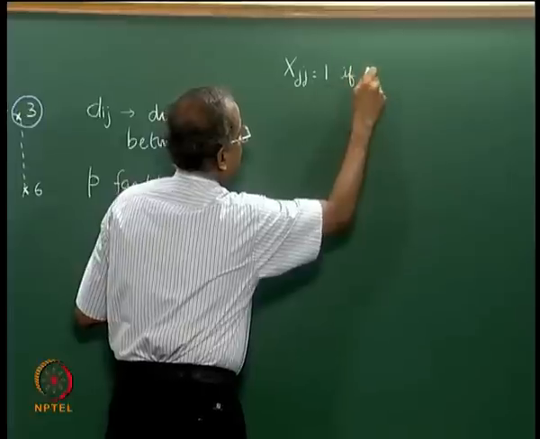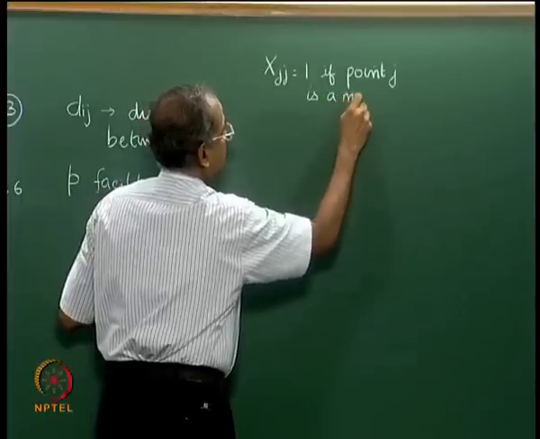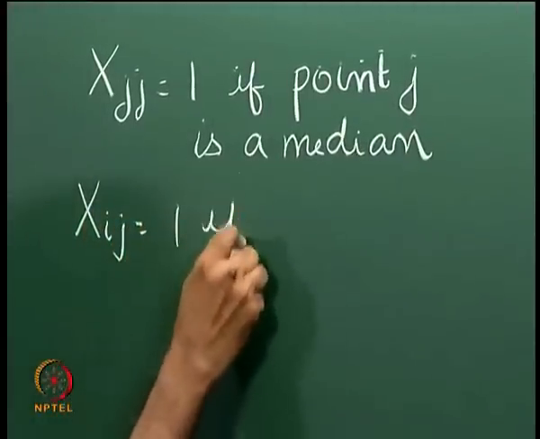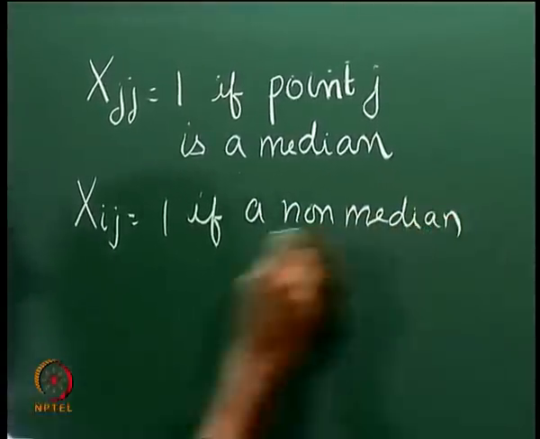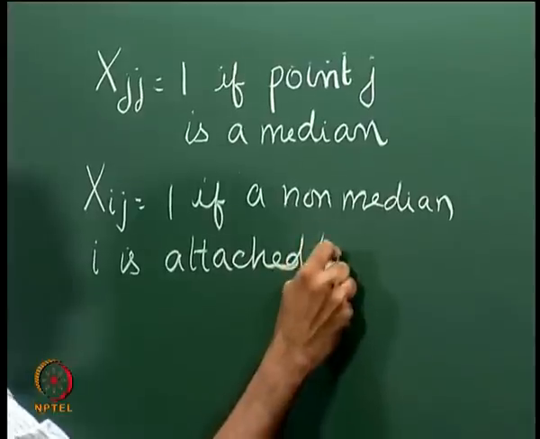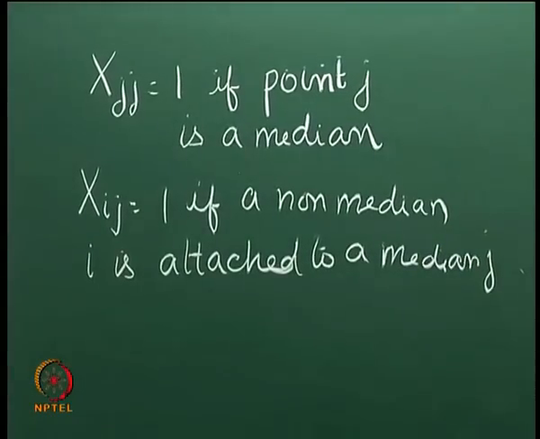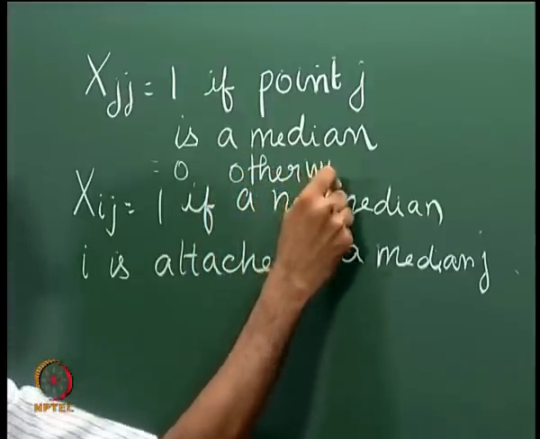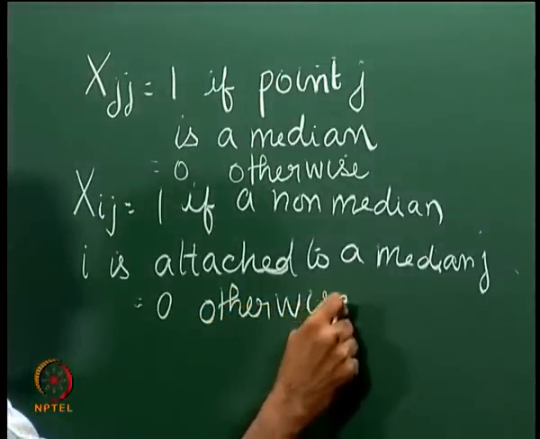equal to 1 if point j is a median and xij equal to 1 if a non-median i is attached to a median j. So xjj equal to 0 otherwise automatically follows, and xij equal to 0 otherwise.